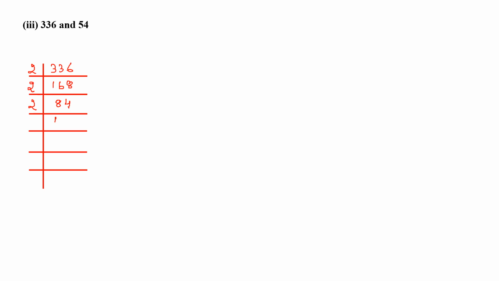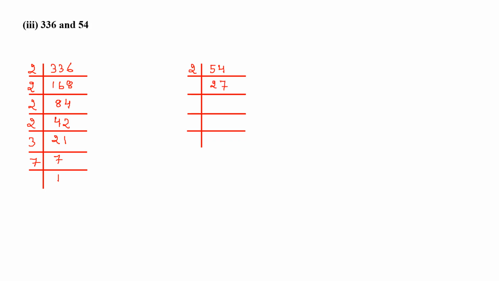So again you have to use 2. 2 times 42. Again 2 table. 21. Then 3 times 7. And then 7 times 1. So this is the prime factorization of 336. Now next number is 54. So 54 if you use here, first you have to use 2 table because 54 is an even number. 2 times 27. Then 3 times 9, again 3 times 3, and then 3 times 1.